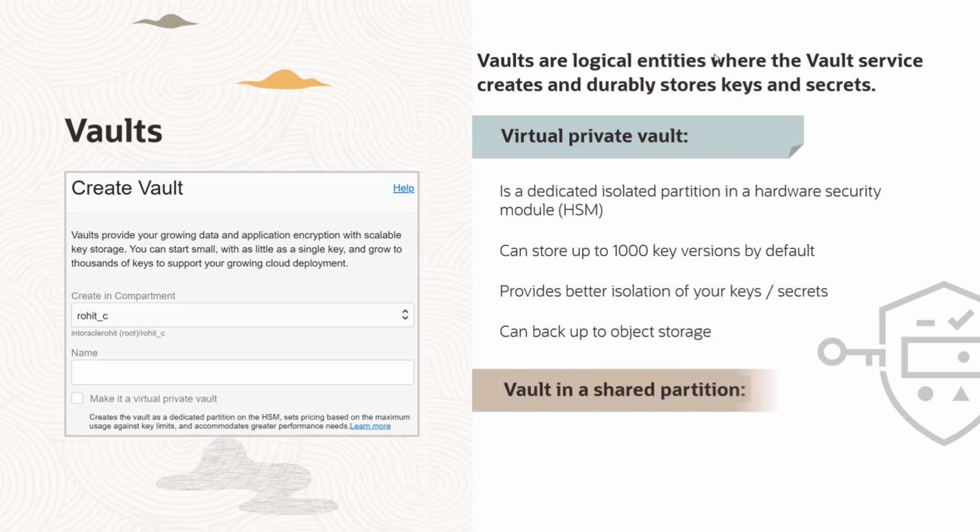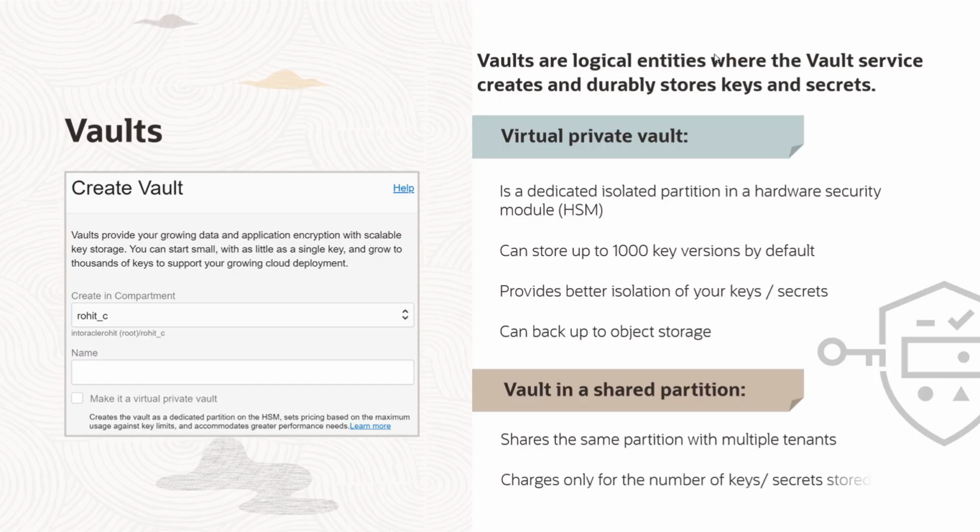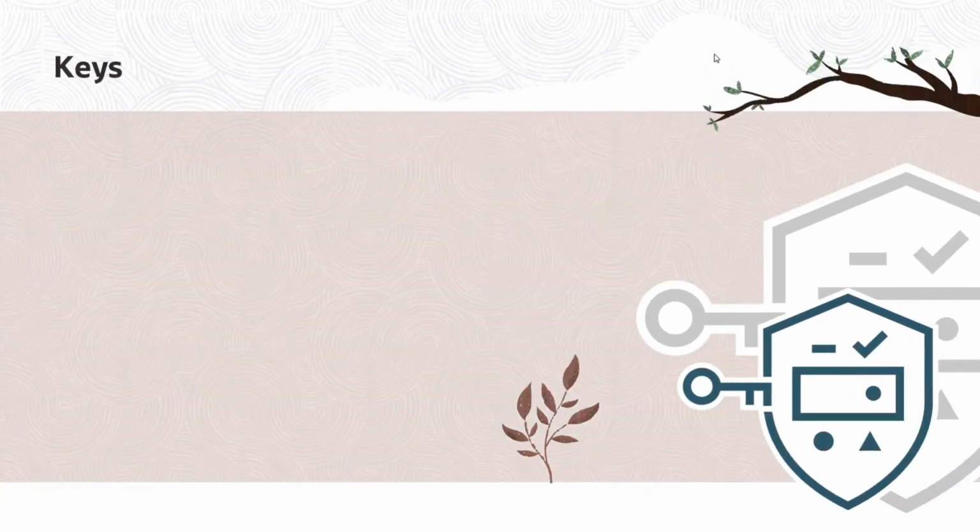So think about these as a more advanced version of the product. And then there is something called a shared partition. You take one partition and the same partition is shared with multiple tenants, with multiple customers. It's still quite secure, but as a result, you don't get some of the benefits. You cannot back up to object storage, and you get charged for the number of keys, the key versions, and the secrets which are stored. We'll look into this as we go into the console. We'll do a quick demo.